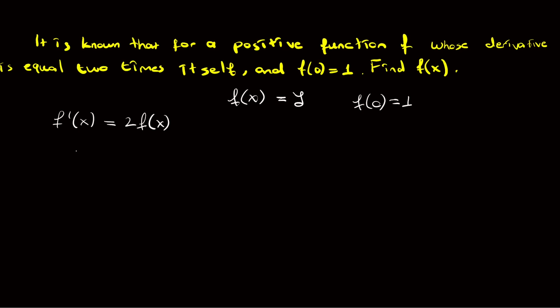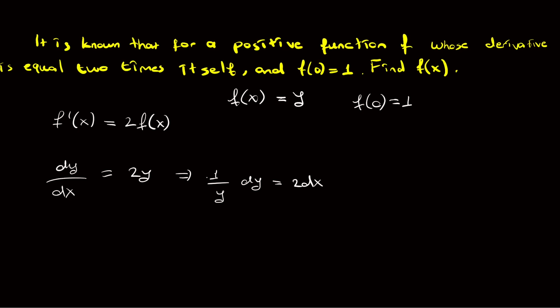We don't know how to solve differential equations yet, but still we can understand this with what we learned until now. Instead of f prime of x, I can write dy by dx, and instead of 2f of x, I will write 2y. Alright. This gives me 1 over y dy is equal to 2 dx. Wait a second, did I write it correctly?